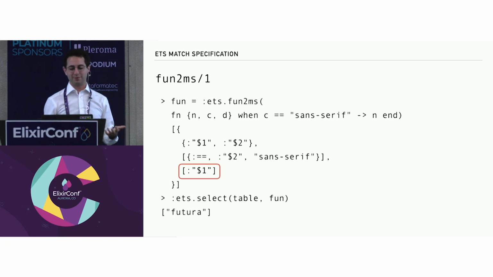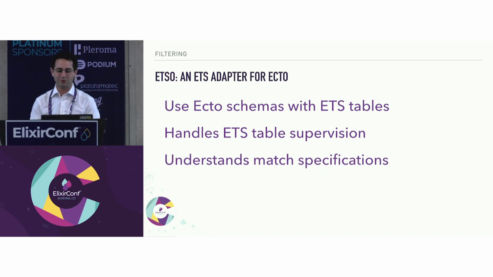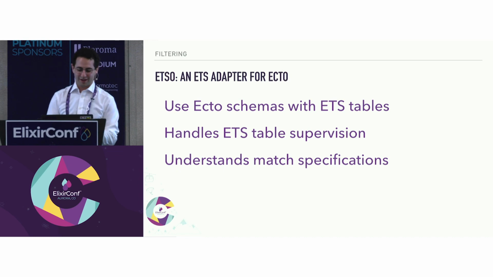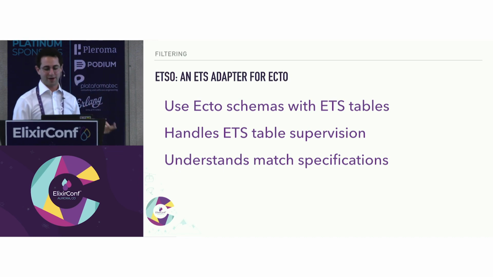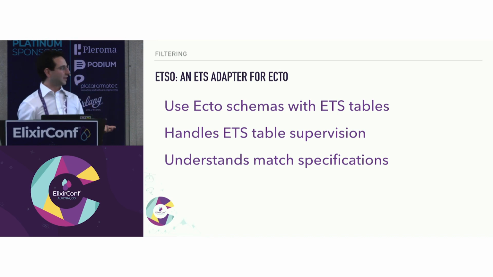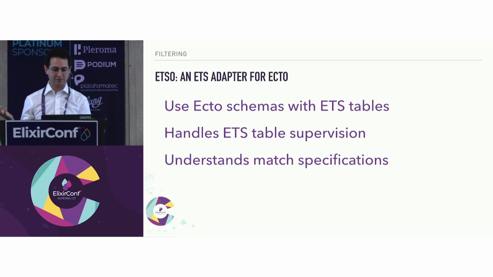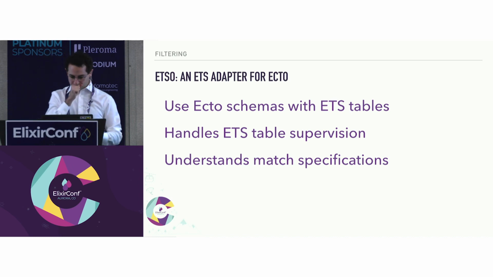But wouldn't it be nice if we could maybe do some of this filtering from Ecto directly? I found out there's a community library for this. So a fellow community member in the UK, Evadne Wu, wrote a library called ETSO, and it treats ETS tables like Ecto repository structs. So one of the nice things about ETSO is you get a supervision tree for free that does really nice default implementations of resiliency. So you don't have to worry about building your supervision tree in a fancy way, ETSO does it for you. And then we can still use match specifications inside of ETSO.